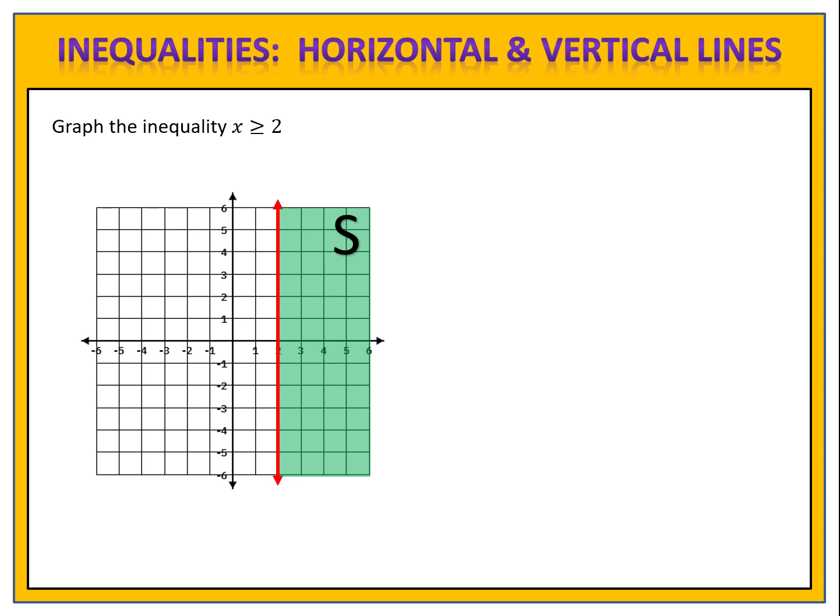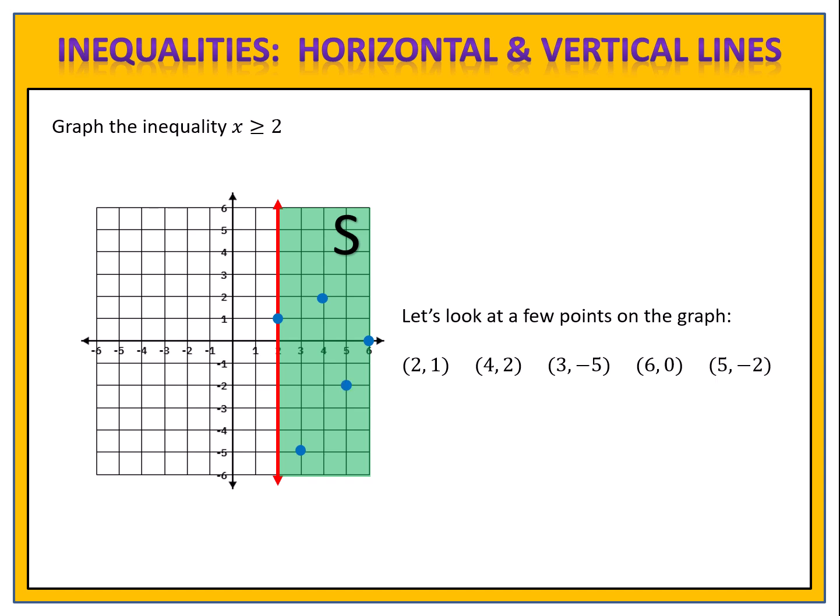Now that we've completed our graph, let's take a moment to understand what the solution set represents. We look at a few points on the graph: (2, 1), (4, 2), (3, -5), (6, 0), and (5, -2). Notice that the x values are all greater than or equal to 2. That's exactly what this inequality represents. The inequality x is greater than or equal to 2 means all of the points on the graph that have x values greater than or equal to 2.